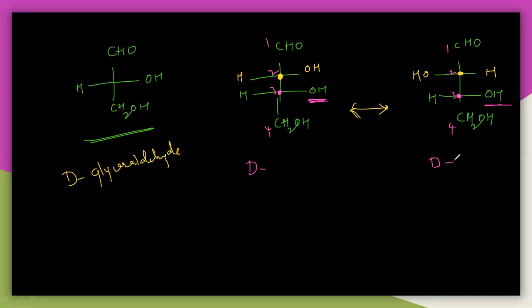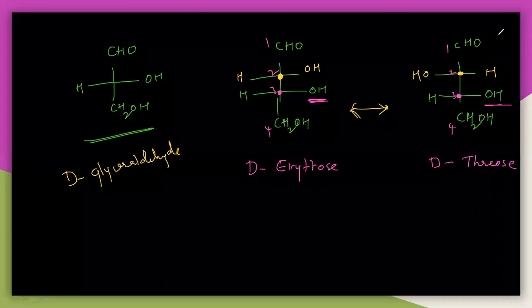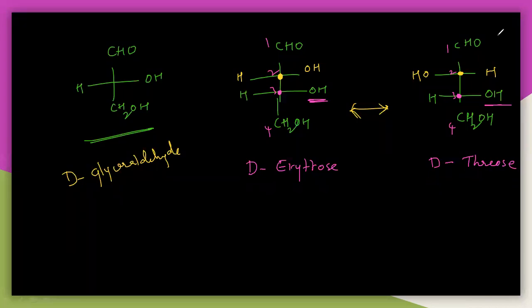So why are they showing D here? Remember this. This is actually called erythrose, D-erythrose, and this is threose, D-threose. So once again, I will check. This is correct. The structure called erythrose and this is the threose.